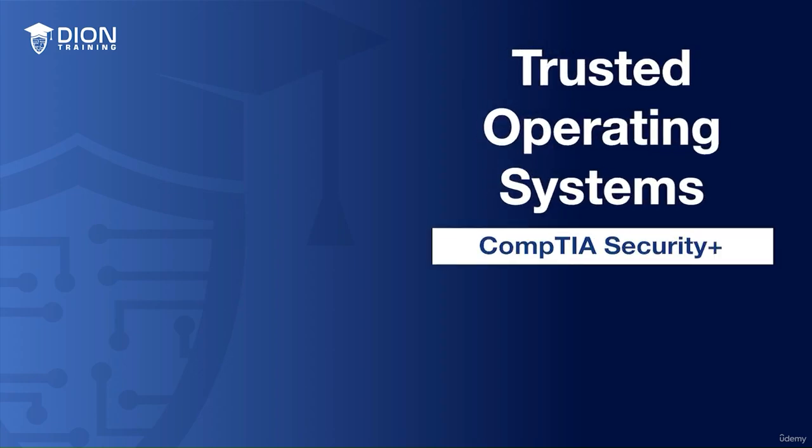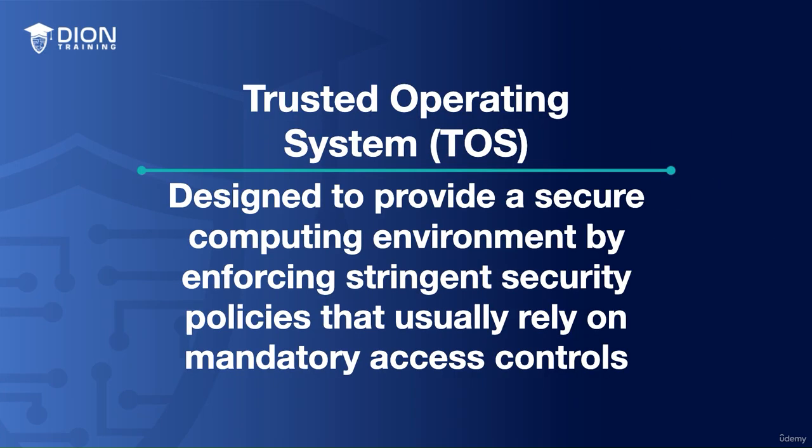In this lesson, we're going to discuss trusted operating systems. Now, a trusted operating system, or TOS, is a type of operating system that's designed to provide a secure computing environment by enforcing stringent security policies that usually rely on mandatory access controls. Now, mandatory access controls, or MAC, is going to be used to specify who or what process is permitted to access a particular resource or piece of information.